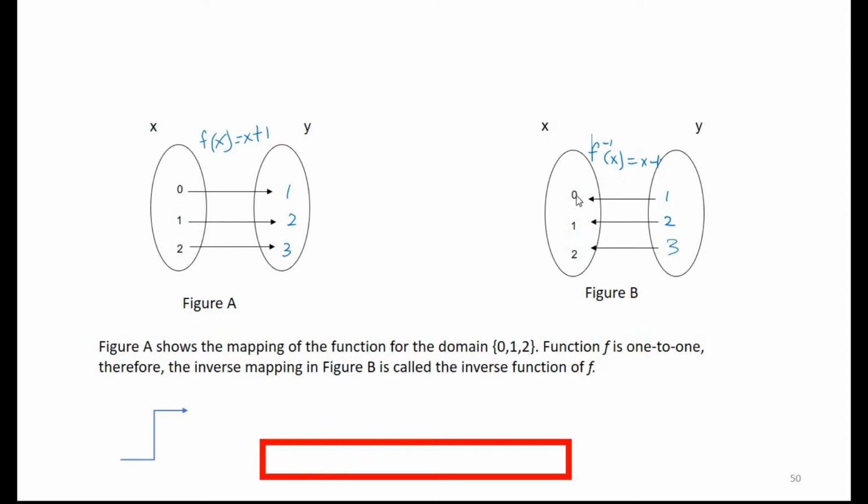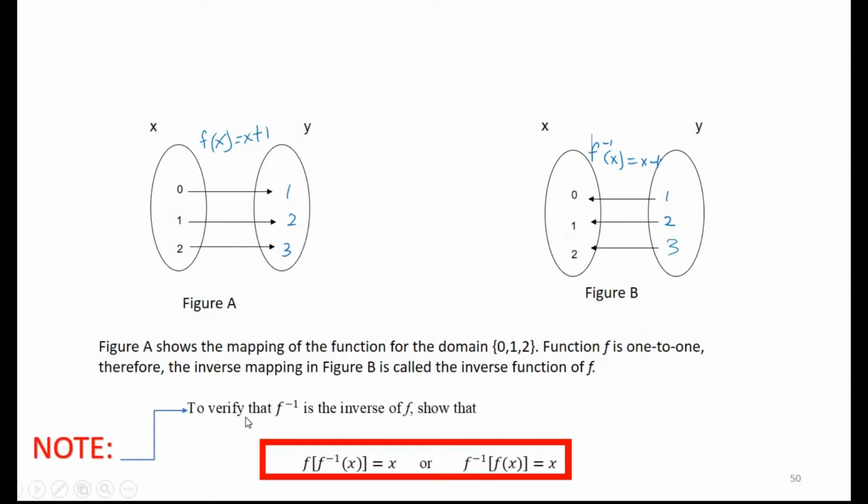1 minus 1 will become 0, 2 minus 1 will become 1, 3 minus 1 will become 2. So to verify that f inverse is the inverse of f, we have to show that f of f inverse is equal to x, or f inverse of f is equal to x. So this is the method to find the f inverse.